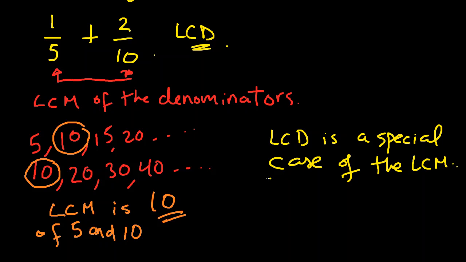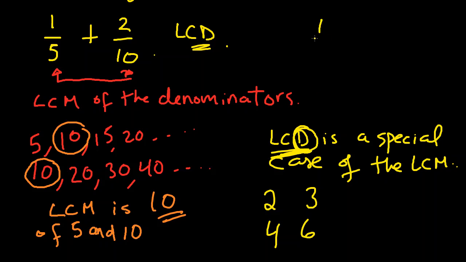Okay, so just to conclude, the lowest common multiple you can find anytime with any two numbers, right? I can ask you, what is the lowest common multiple of 2 and 3? What is the lowest common multiple of 4 and 6? So the lowest common multiple you can find anytime, but the lowest common denominator is specific to fractions, because you're looking for the denominator of the fraction.